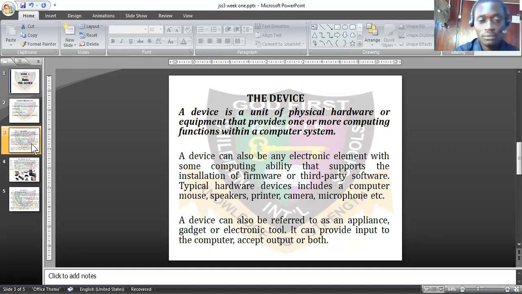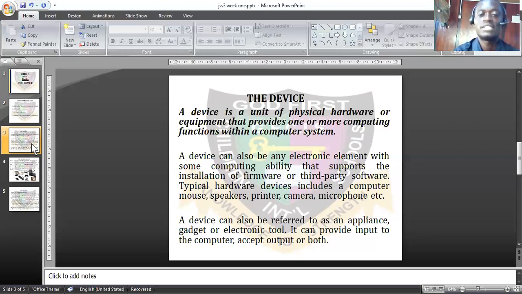Now, what is a device? Like we all know, everything around us nowadays has to do with one device or the other. Your laptop is a device. Your smoke detector is a device. Your phone is a device. Your TV at home is a device. Your sound system at home is a device. The camcorder I'm using to record this video is a device.